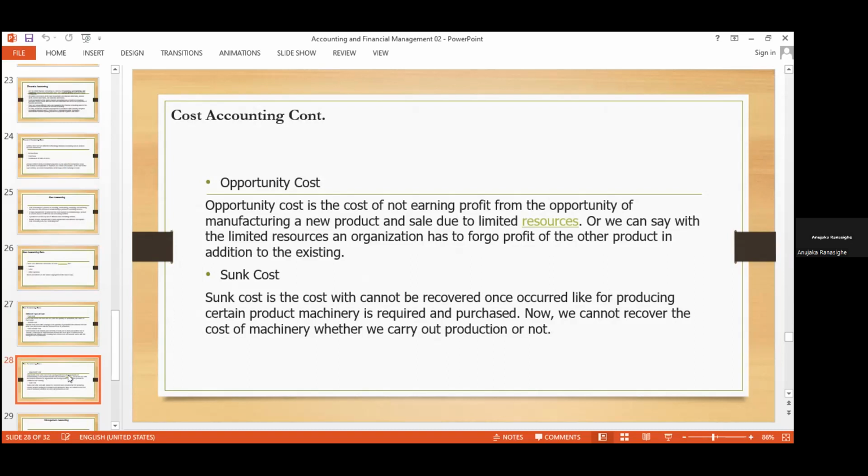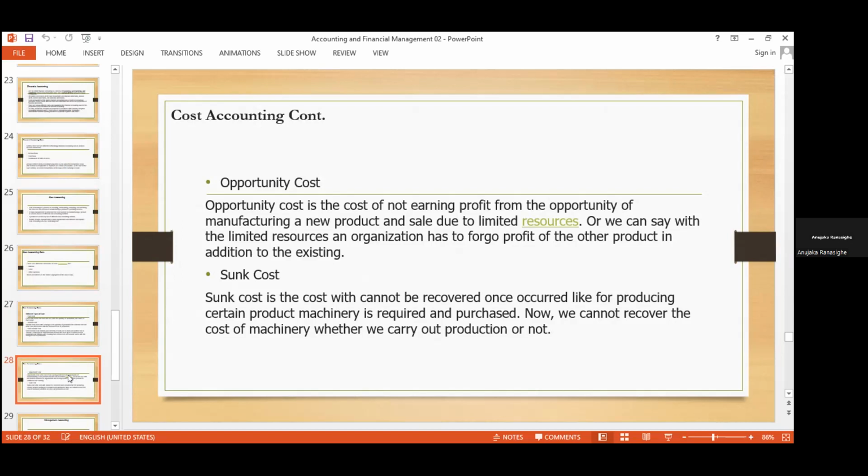We maintain one production and stop the other productions. The value of the most valuable forgone production is the opportunity cost.